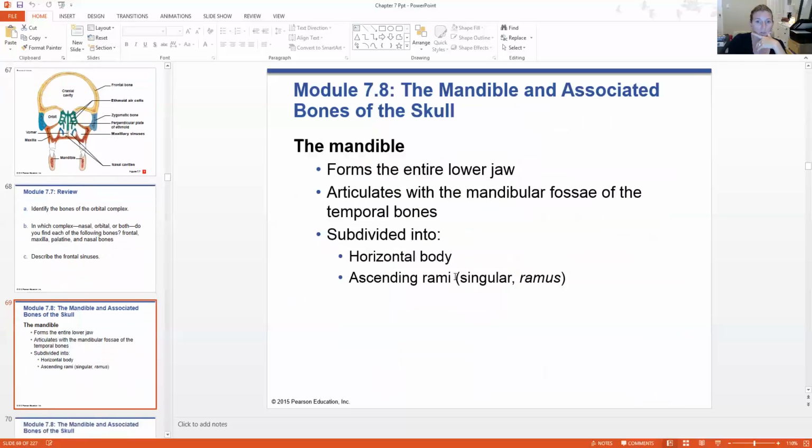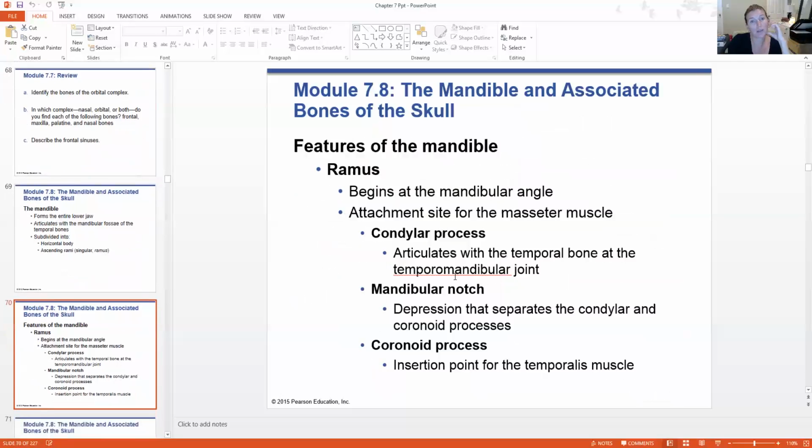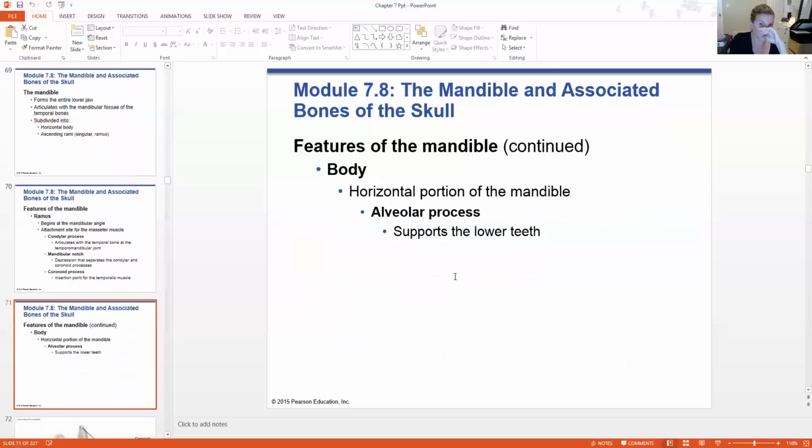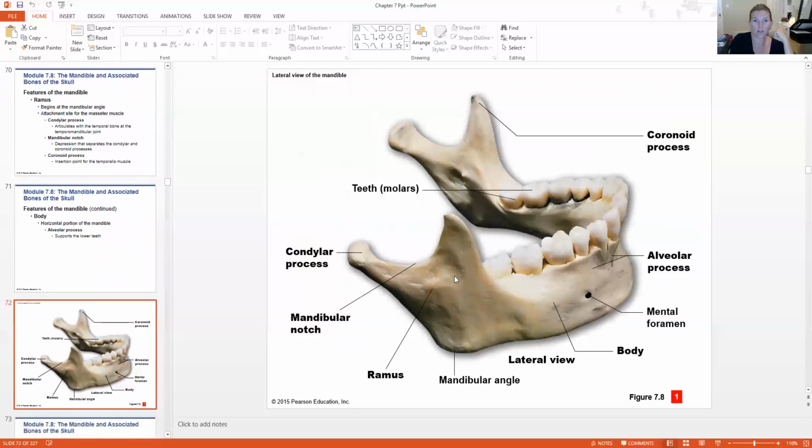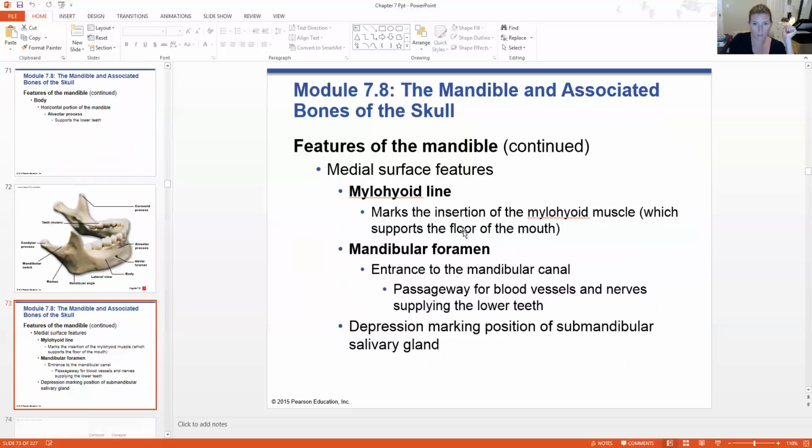The mandible is our lower jaw. You have a ramus, which is kind of this arm that goes up towards our ear, a condylar process, which is where the temporomandibular joint is, the mandibular notch is this little notch in there, and the coronoid process is another little projection for the temporalis muscle. The body is the main part of our mandible, which is where our teeth are. There, you can see that condylar process. You can see the coronoid process here, allowing for that temporal bone to hold in place.